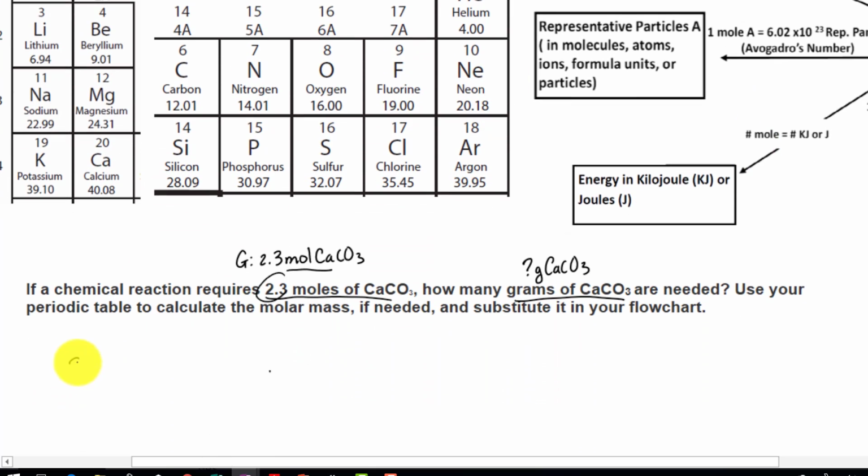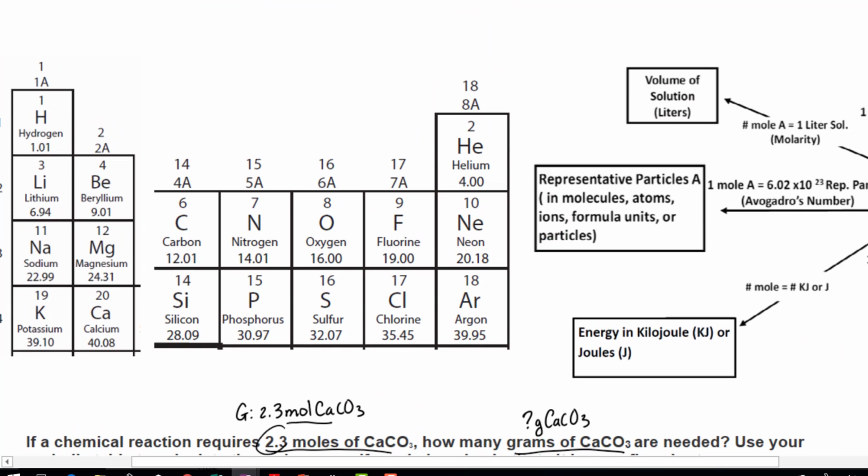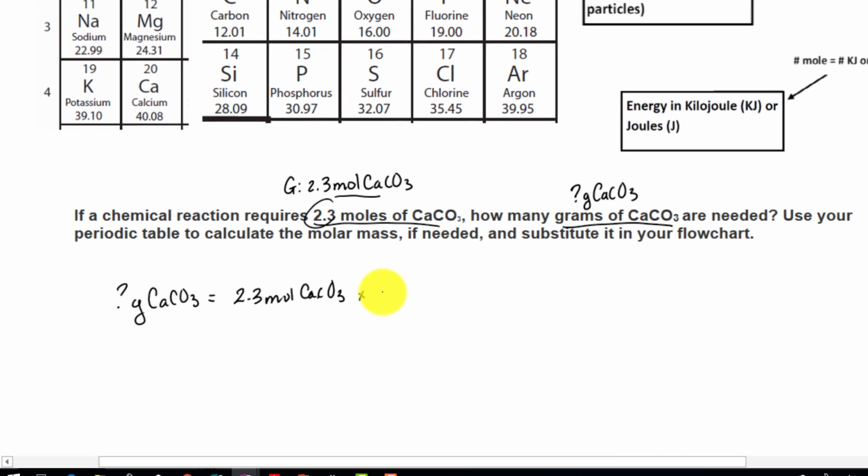And of course, we always start from what are we looking for? We are looking for grams of calcium carbonate, equal to, our very first clue is the given, 2.3 mole of CaCO3, times the conversion factor. In this case, there's only one, which is that one right there. And I'm going to put it right there. 1 mole. Notice how I copy exactly from the flowchart. The only thing is I abbreviate the unit, equal to number of grams of A.